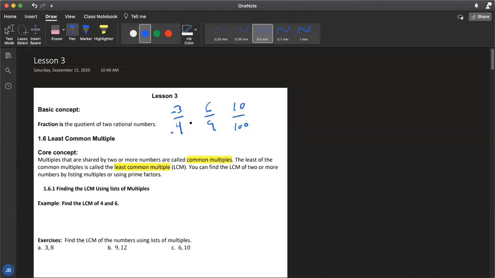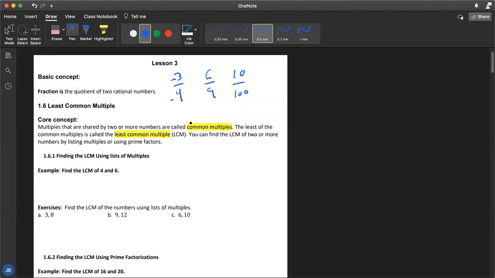So least common multiples. Our core concept is multiples that are shared by 2 or more numbers are called common multiples. The least of the common multiples is called the least common multiple. We can find the least common multiple of 2 or more numbers by listing multiples or using prime factors, right? So we're going to find the least common multiple using the list of multiples.